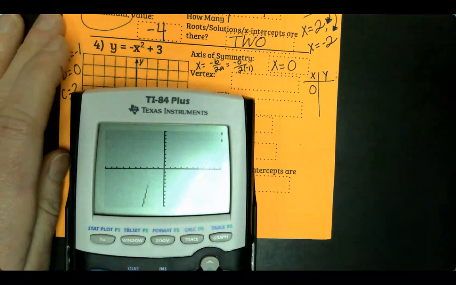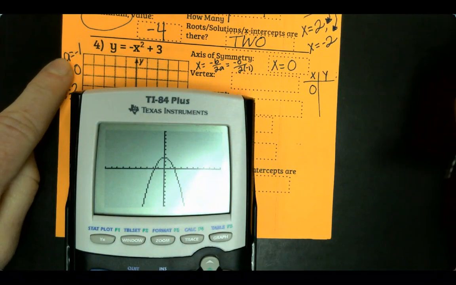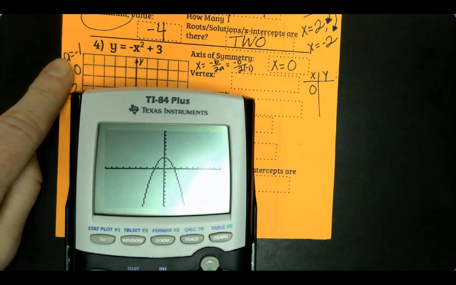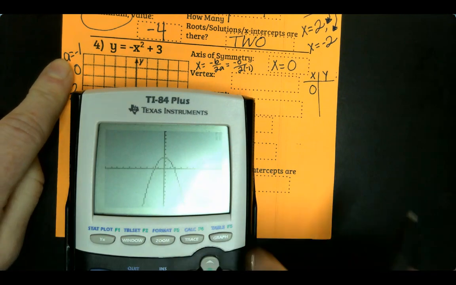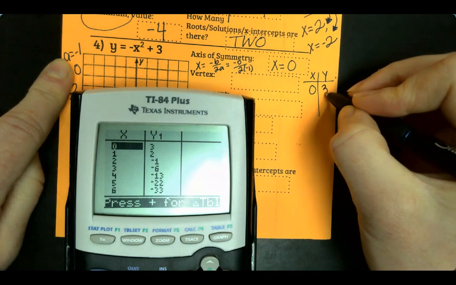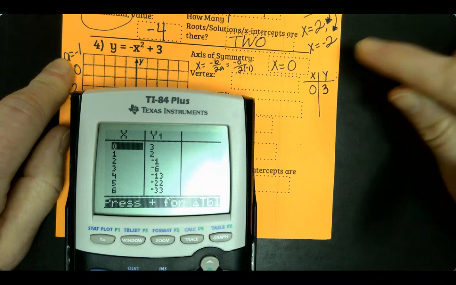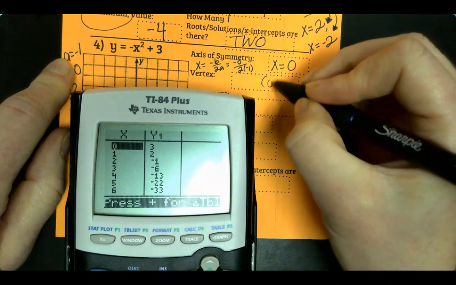Go ahead and look at it, see what it looks like. Because the a is a negative, it's an upside down u. It's flipped over. So then we'll go to the table, find out what 0 is. x is 0, y is 3. So that's our vertex. So you can always find your vertex after you find your axis of symmetry.